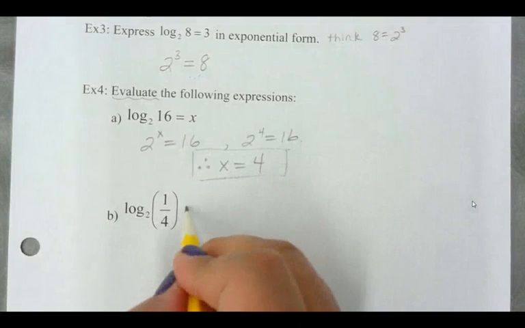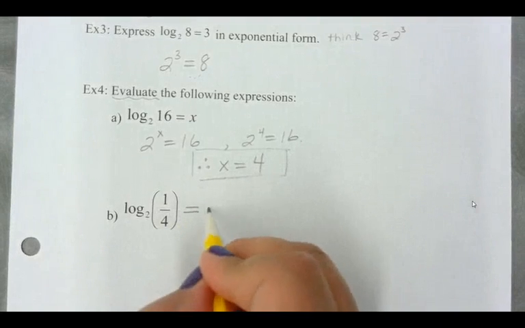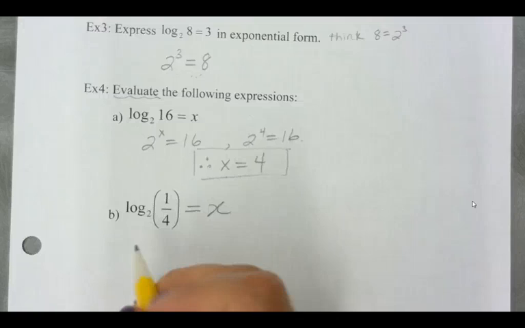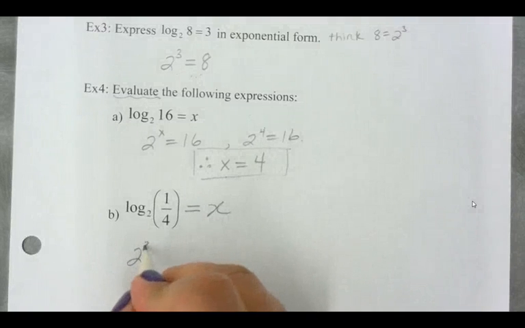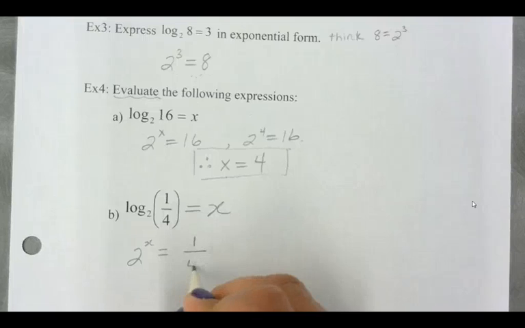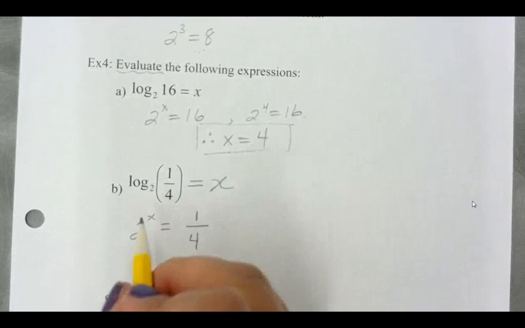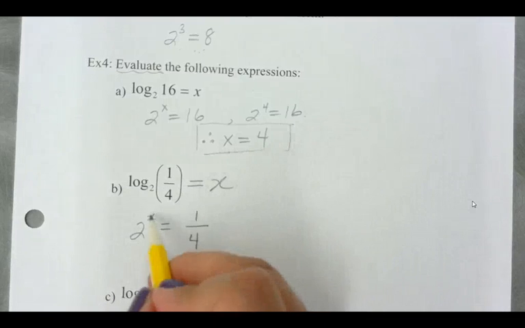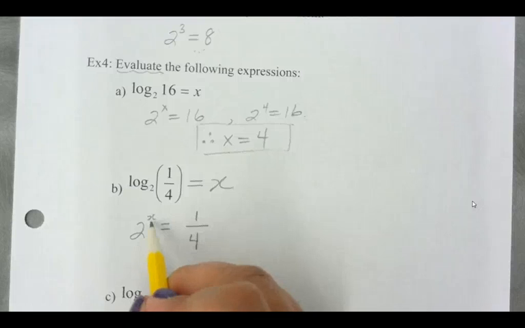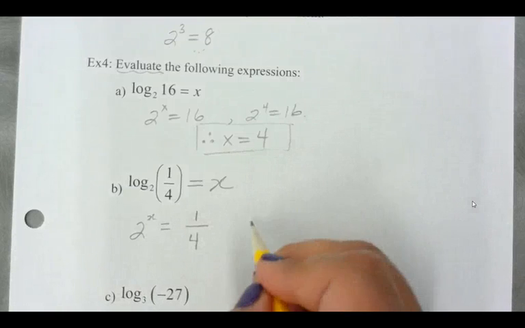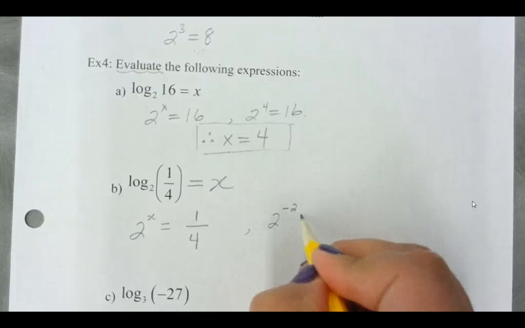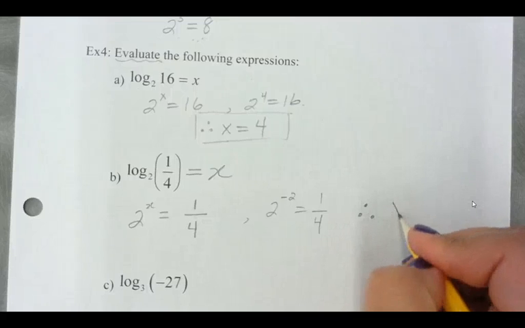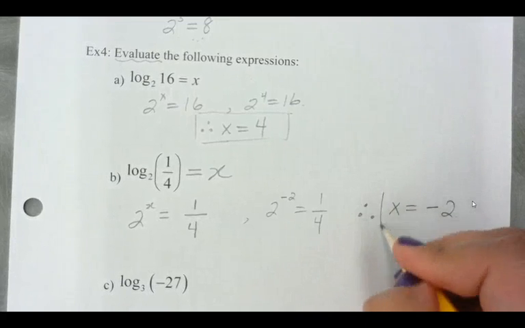Okay, so here, if we're evaluating, we need to figure out what x is, right? That's basically what we're doing, figuring out what this number is. If I write it in exponential form, it'll help me figure out what I'm doing. What value of x is going to make this happen? Well, I'm going to need a negative power of x so that it switches into the denominator, and then what is that power going to be? Yeah, 2 to the power of negative 2 is equal to 1/4. We know that. So we can say that x is negative 2.